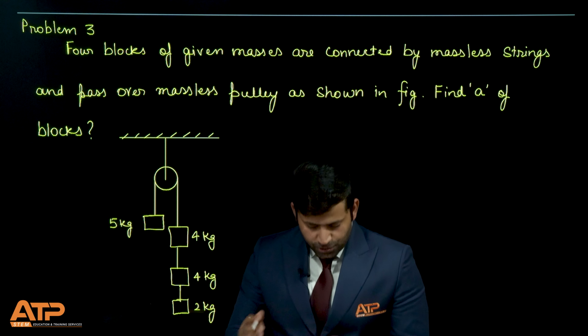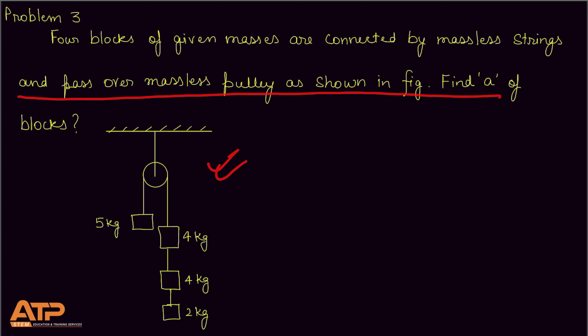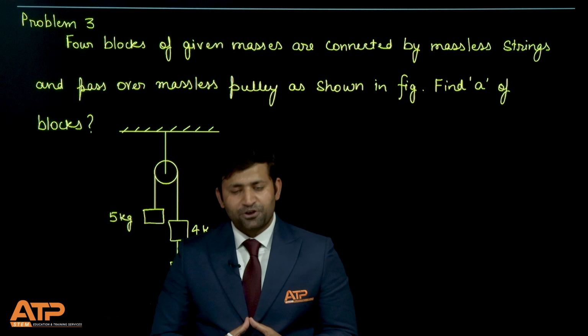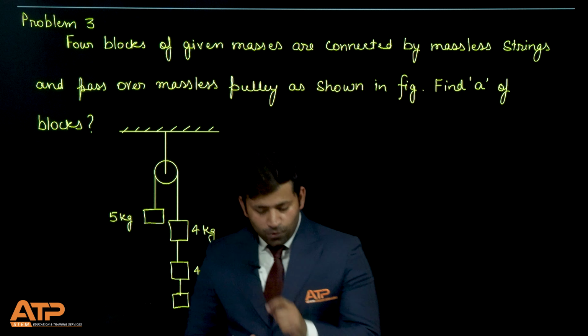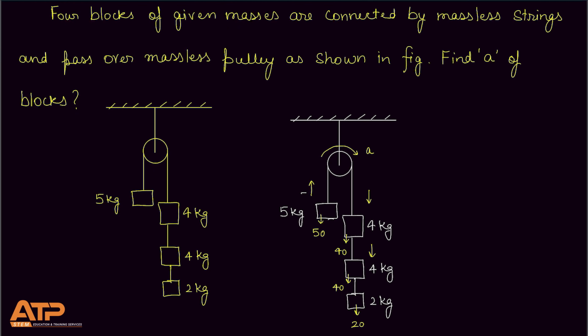In the next question, you can see we have 4 blocks of given masses connected by a massless string and passed over a massless pulley as shown in this figure. We have to find the acceleration of the blocks. Try to do this by yourself. Now, in this question, if you try to visualize it properly, you can see 2g, 4g, 4g, these forces are trying to take the system in the downward direction, while this 5g is trying to take it away from that direction.